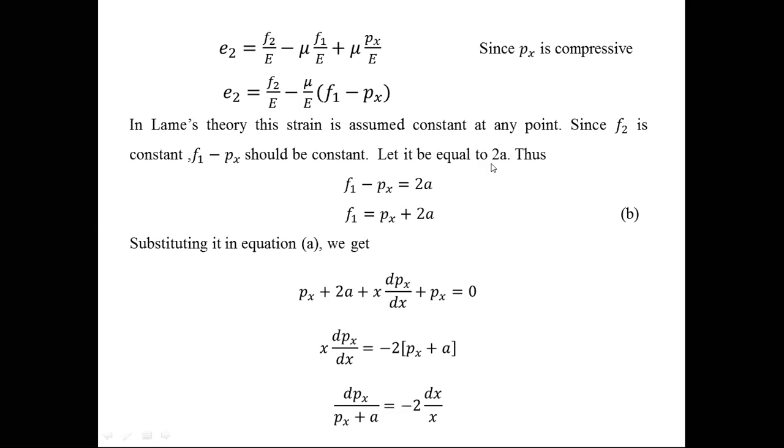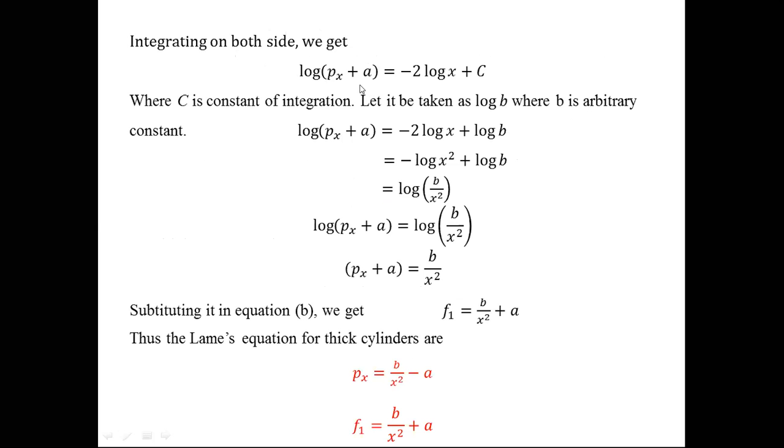The longitudinal strain is constant throughout the cylinder, so F2 is also obviously constant. F2 constant means F1 minus Px is also constant. Thus the constant is taken as 2a. So F1 minus Px is equal to 2a. From that, F1 is equal to Px plus 2a. Substituting the equation, simplifying and integrating both sides, you get F1 is going to be b by x square. So this is the derivation of Lame's theorem.